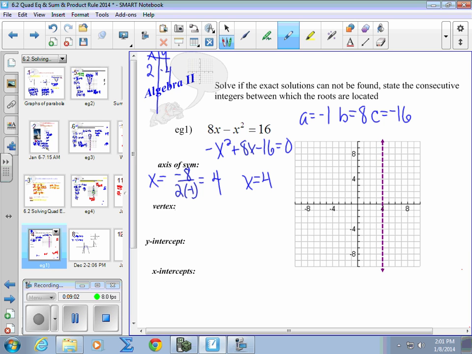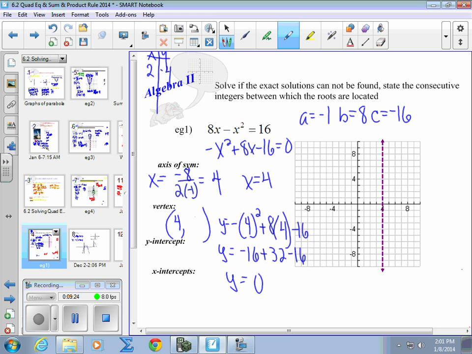The vertex, we're going to take 4 and plug it in the function. So if we plug it in, we get negative 16 plus 32 minus 16. So y is equal to 0. So we have 4 and 0. The y-intercept is 0 and negative 16.